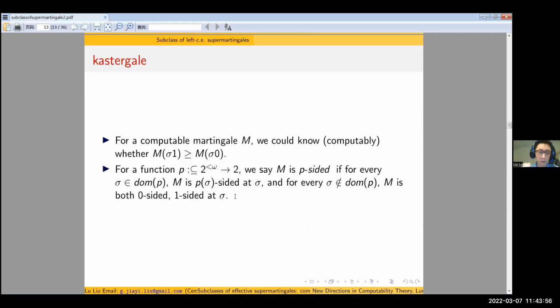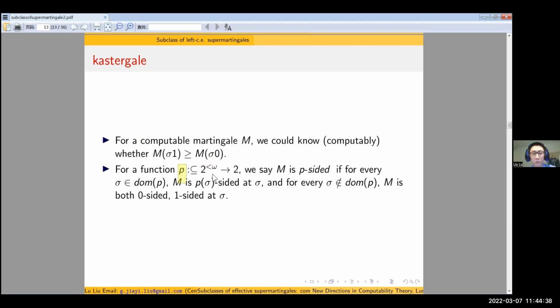I have talked too much about these motivations. What specific subclasses have people considered? The first subclass is castle-gale. This is a class of left-c.e. supermartingales where you can computably know which outcome it favors at each event. For a computable martingale, we could definitely computably know whether this inequality is true or not. So what is a castle-gale?